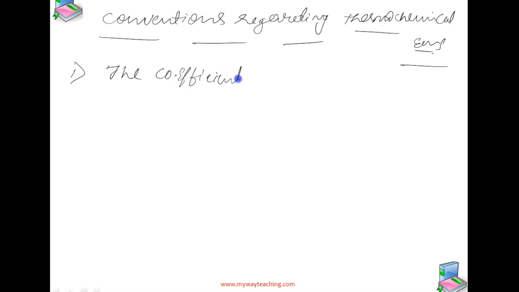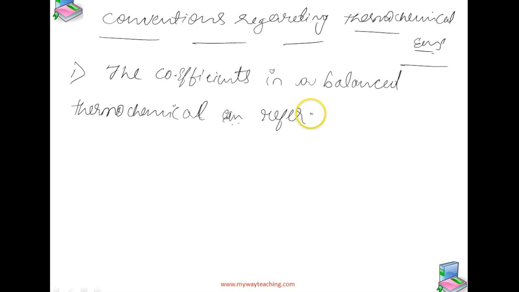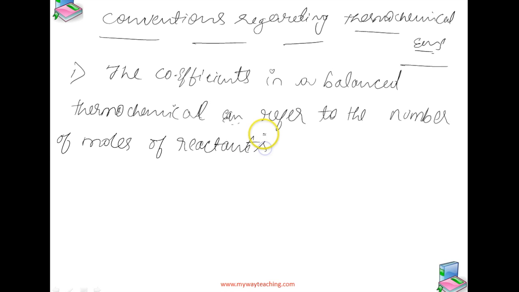The coefficients in a balanced thermochemical equation refer to the number of moles of reactants and products involved in the reaction.